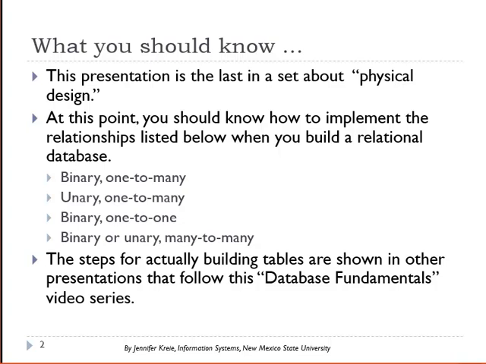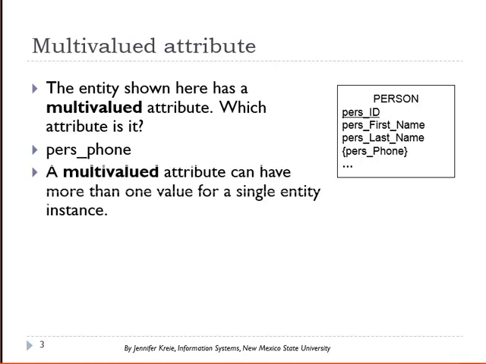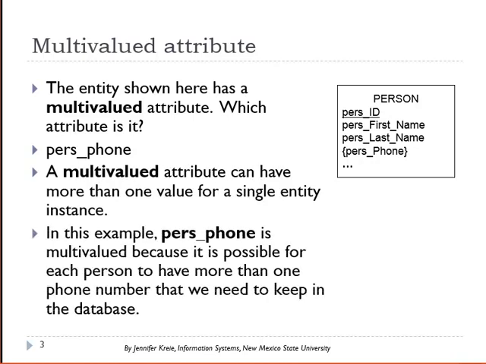So looking at the multivalued attribute, what we have here is the data model for an entity called person, and we have pers ID designated as the primary key. We also have the attributes first name, last name, and pers phone, which is in curly braces, and that indicates that this particular attribute is multivalued, in that it's possible that each entity instance, a particular person like Sylvia Wilson, could have more than one phone number.